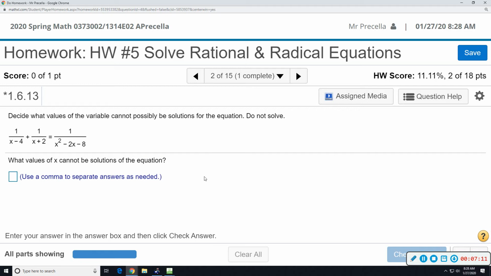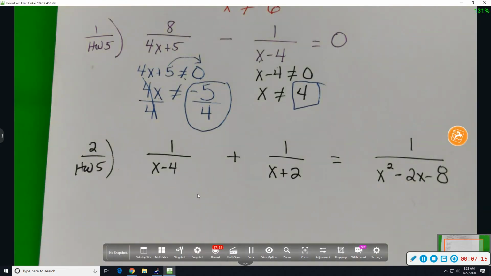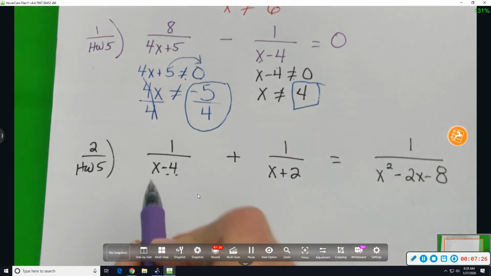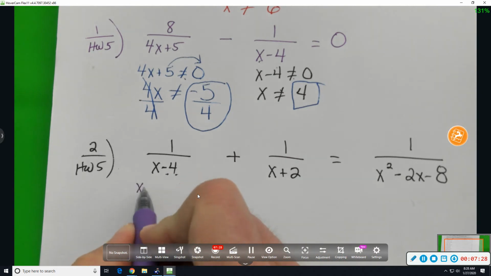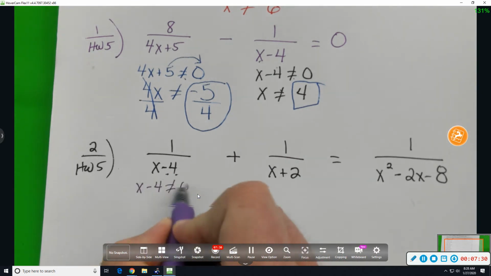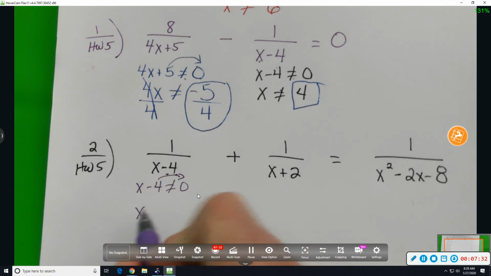Okay, checking to make sure I didn't miscopy it. Well, the denominator of a fraction can't be 0. So this first one's pretty easy. In fact, I think we've already done it. Up here, this x minus 4 can't be 0. So x can't be 4.